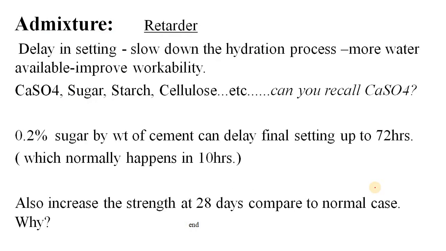Now what is a retarder? A retarder is just the reverse of an accelerator. In the case of an accelerator, your hydration process was speeding up, and that's why the strength gain was early. In a retarder, what happens? The hydration process slows down. That's why your concrete remains fresh for a long time. Remaining fresh means it doesn't set when it should. As you have already mixed in the retarder, its hydration process has been slowed down. That's why it has not set in its specified time. So what happened?